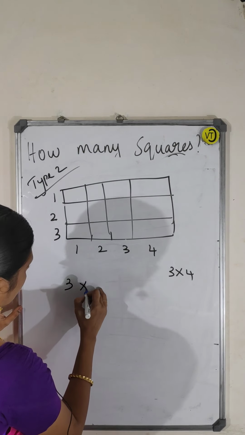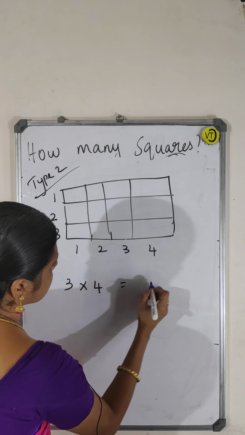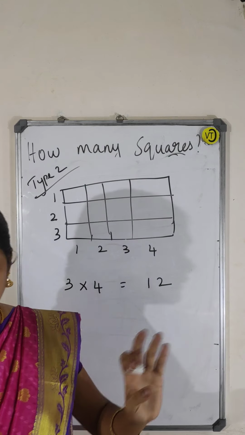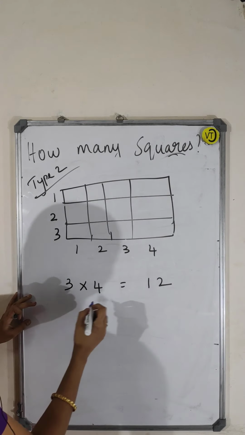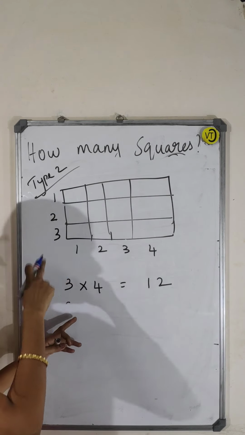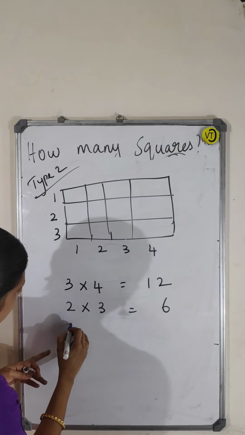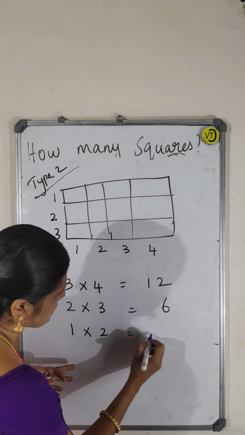Okay, 3 cross 4 equals how much? 12. 3 cross 4 is 12. Then you just subtract 1 from each: 2 cross 3 is 6. 1 cross 2 is 2.